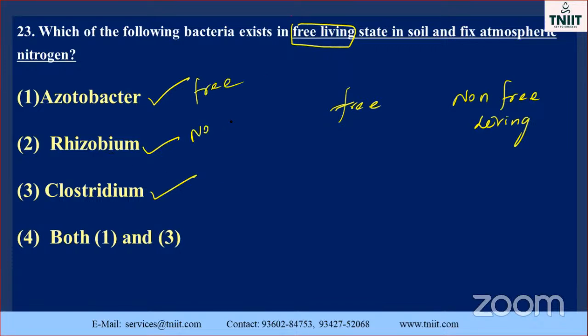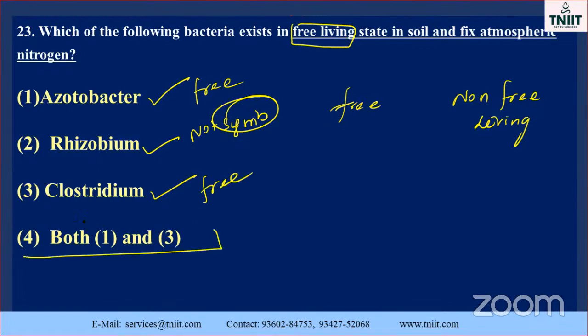Rhizobium is not free living, it is a symbiotic bacteria. Clostridium is also free living. So the option is already on our board, and this is the correct one. This is the NEET question, my dear. Which one of the following is a free living bacteria? Or which one is not a free living bacteria? They may ask the question like that. Sometimes it may be confusing. This is very, very important, my dear.